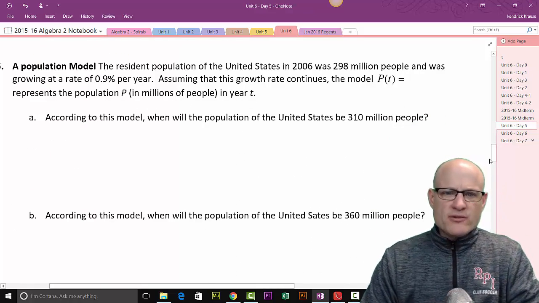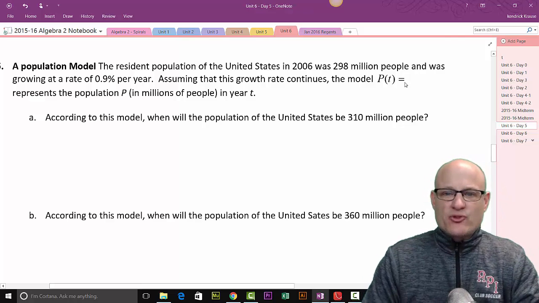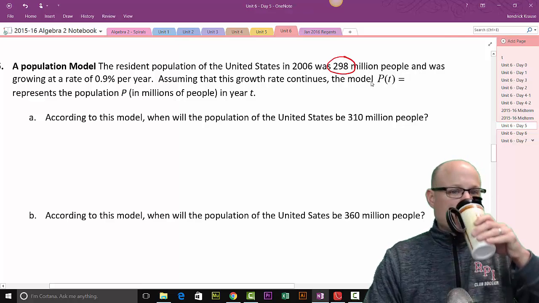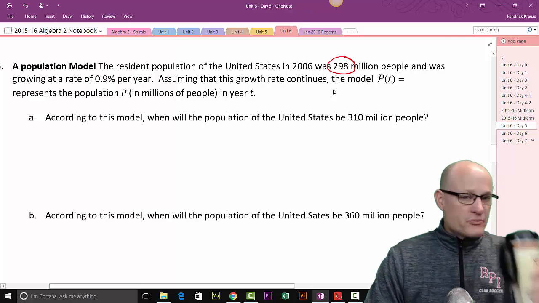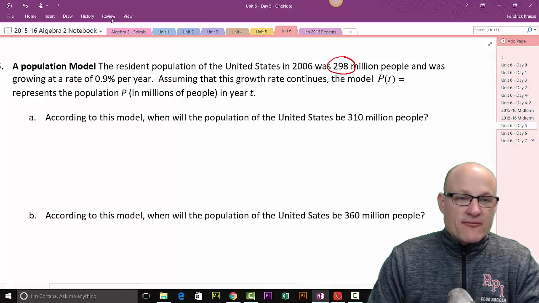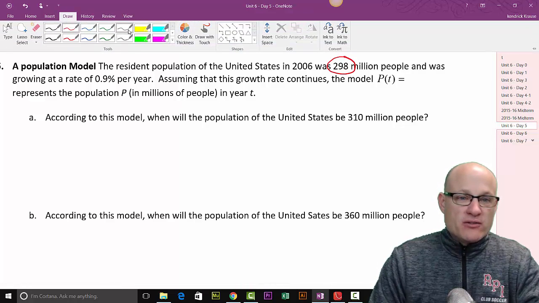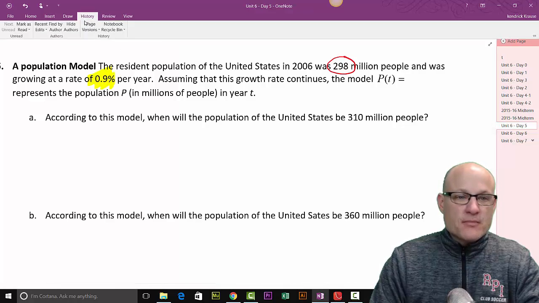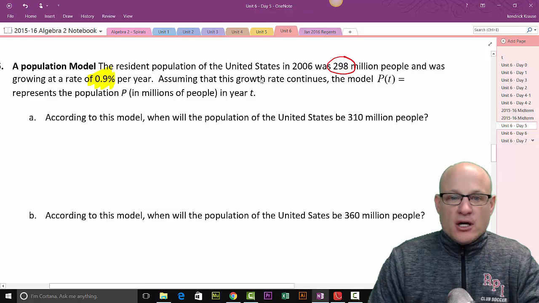The resident population in the United States in 2006 was 298 million people. Ooh, this interest rate's going to be difficult to deal with. Be careful with these kinds of interest rates. We'll talk about that in a second. Let's see what else we got. The rate grows continuously on the model using.